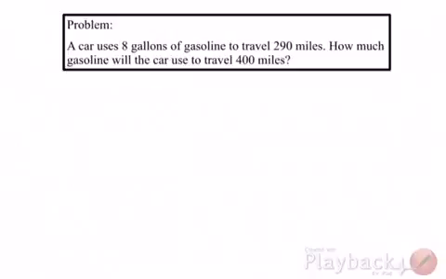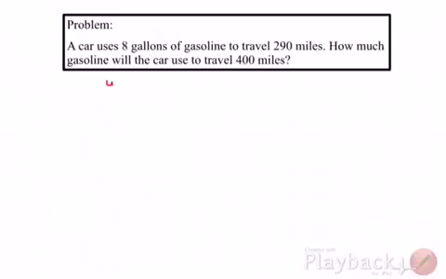So now we've got a problem with words, so how to actually apply direct variation in context. A car uses 8 gallons of gasoline to travel 290 miles. So how much gasoline will the car use to travel 400 miles? As the mileage increases, the amount of gallons of gasoline that's going to be used is also going to increase. So I know that it's varying directly.